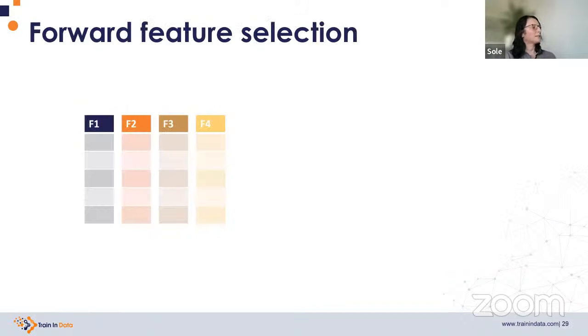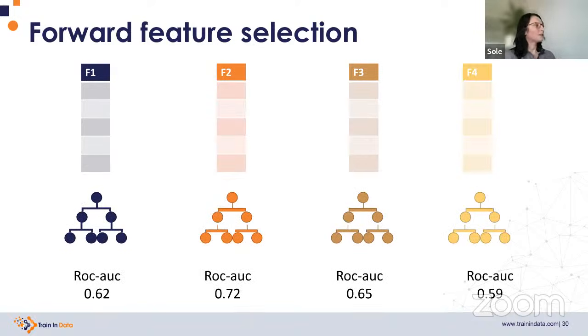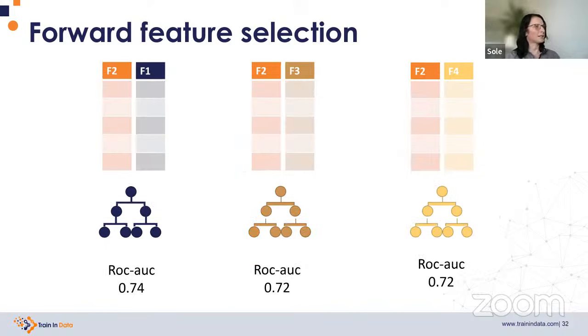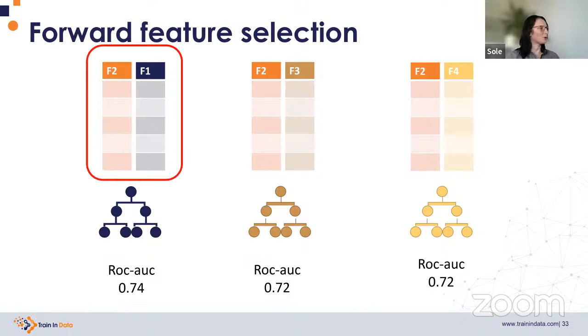If we have a data set with 4 features, for example, the first thing forward search is going to do is build a model with each one of these features. It will then evaluate the performance of these models, and select the feature that returns the best performing model. In this case, it is feature 2. It will then create all possible combinations of feature 2 with the remaining features, like I show here. It trains a machine learning model with each one of these feature pairs, returns the model performance, and then selects the best performing feature. In this case, it is feature 1.